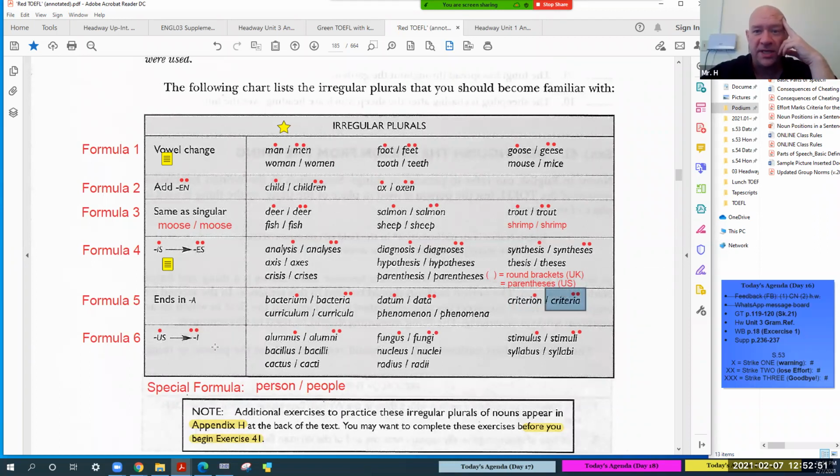All right. And then what is the next formula, Mohana? US to I. Yeah, we change US to I. Okay. So example, Abdulaziz. Alumnus. Yep, alumni. Say it like the letter I, just add the sound I to the end. So you say alumni. Alumni. Do another one.